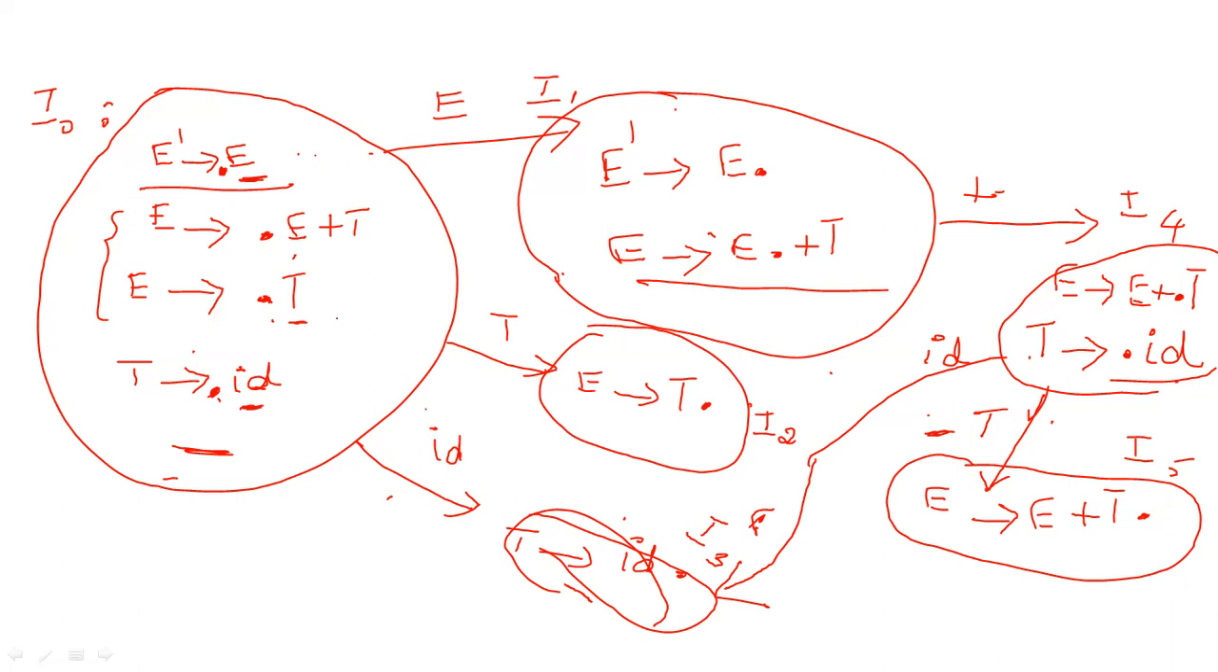The SLR table consists of two major parts: one is the action part and another one is the goto part. The action part consists of four categories of entries. Let us see them one by one. Let us form the table now.